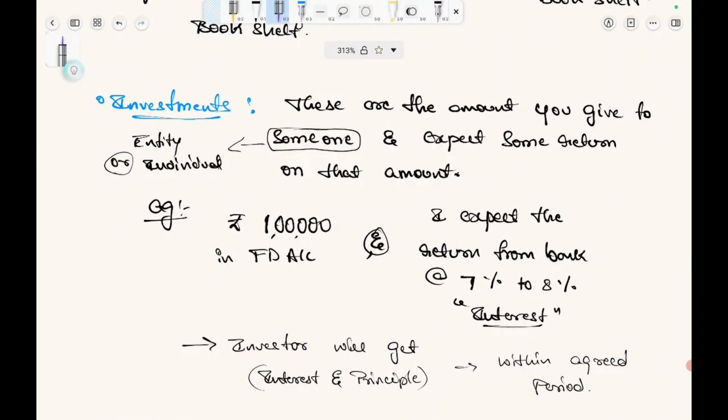Now, what about investments? Investments are the amount you give to someone, which may be an entity or an individual person, and expect some return on that amount. For example, if you invest 1 lakh in FD today, you are expecting some return for this 1 lakh. That is called interest, which may be 7 or 8%. Usually, the FD gives this much interest to the investor within an agreed period. So the investor will get interest and the principal part.